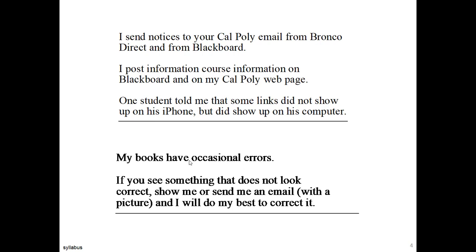I wrote it myself. I didn't have anybody edit it for me. So there's a few, not a lot, but you'll probably notice some. If you see something that doesn't look right, either show it to me before or after class or send me an email with a picture, and I'll do my best to try and correct that for you.